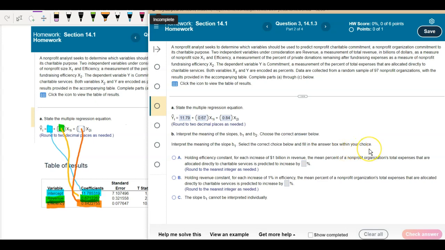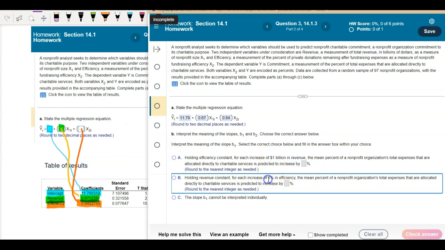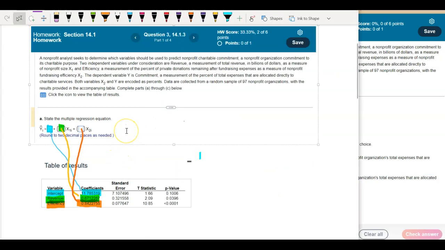Great. Now, on the second part, we want to determine the definition of B1. What is B1? We have these 3 statements. What is the definition of B1? Holding the value of X2 constant, increasing the value of X1 by 1 unit results in an increase of Y, well, not 1 unit, but 1 unit times B1. The issue here is that we don't know if the unit is in billions or in percentage. So we have to go back to the text.